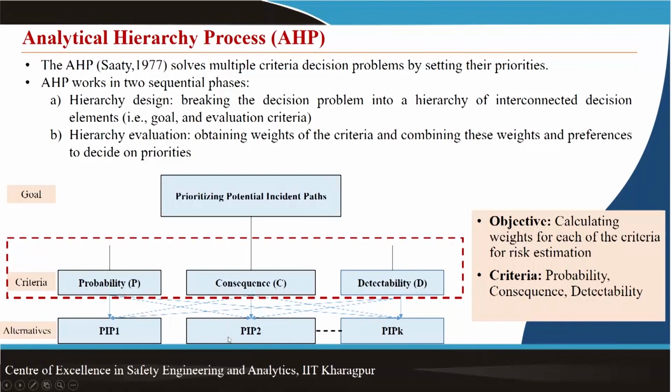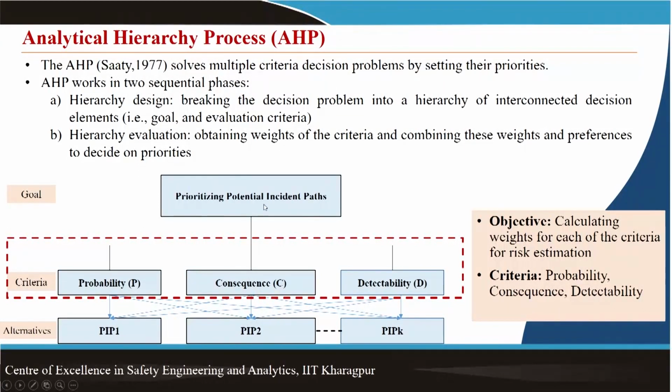Suppose I have several alternatives, and based on certain criteria and with reference to the objective, we will be selecting the best alternative. That is the objective. So how can we do this? Essentially this leads to a tree structure, a hierarchic structure, with the goal, that means what you want to achieve. If the goal is prioritizing potential incident paths, then what are the alternatives? The alternatives will definitely be the different paths given to me.